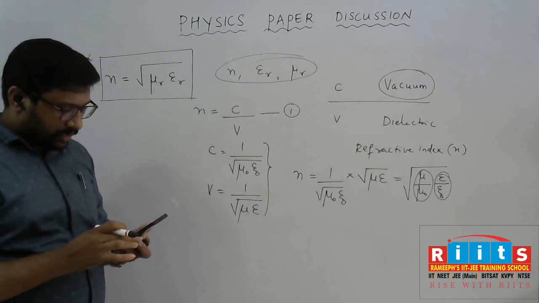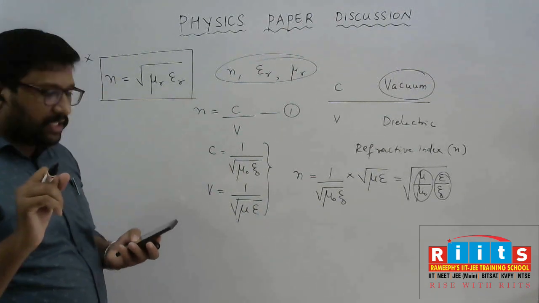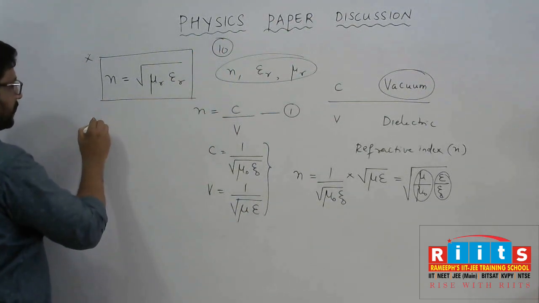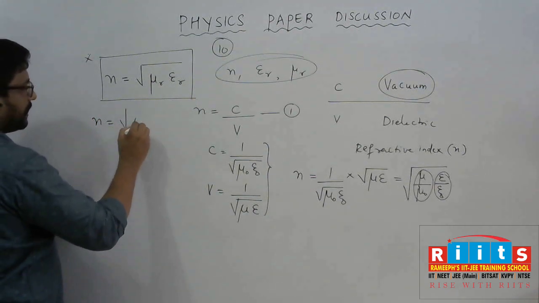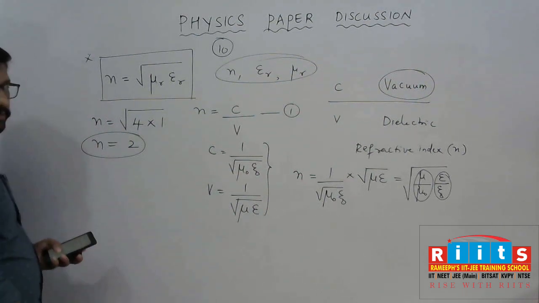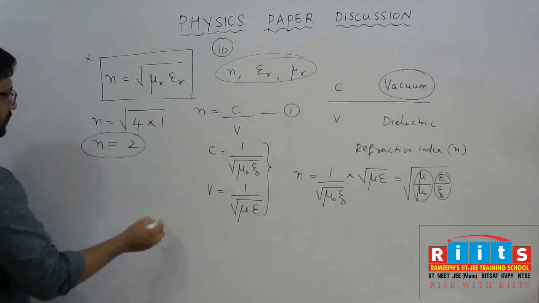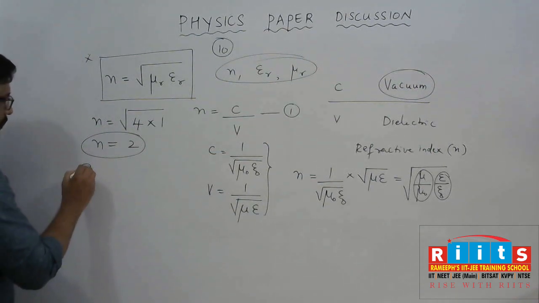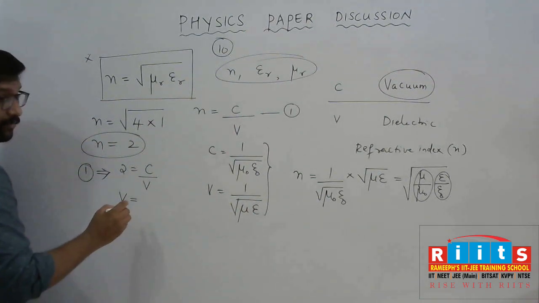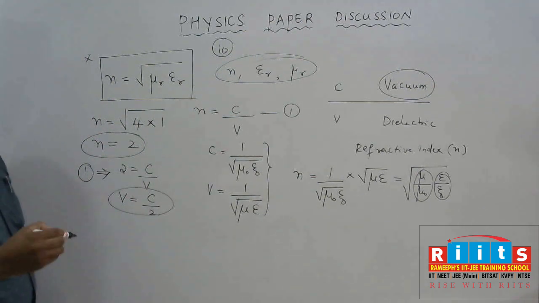Okay, so in the given question, what data did they provide? They provided the relative permittivity is 4 and relative permeability is 1. So in question number 10, the refractive index of the medium you can calculate as square root of 4 into 1, which is nothing but 2. So if the refractive index is 2, what will be our answer? From equation number 1, 2 is c by v, so the velocity of the wave in that particular medium will be c by 2, half of the velocity in vacuum.